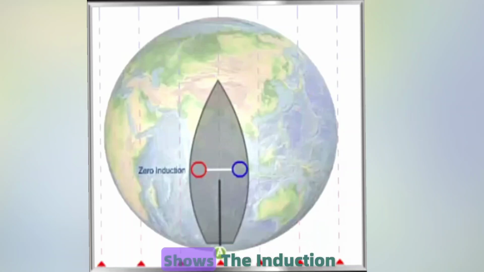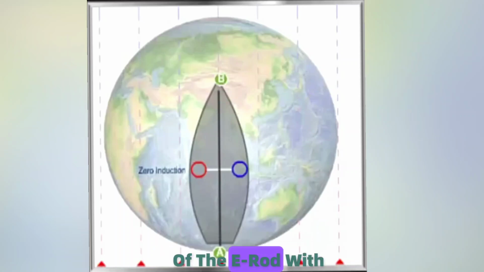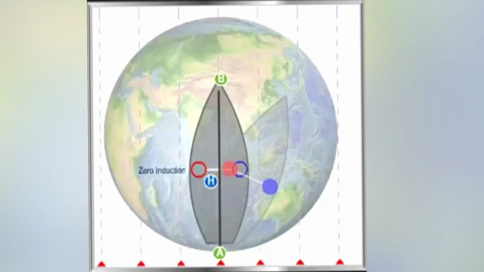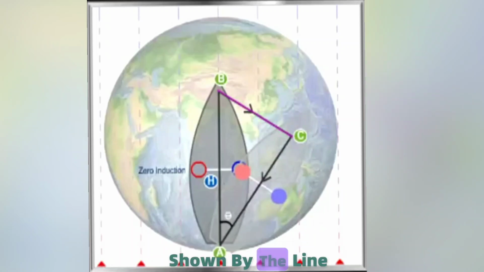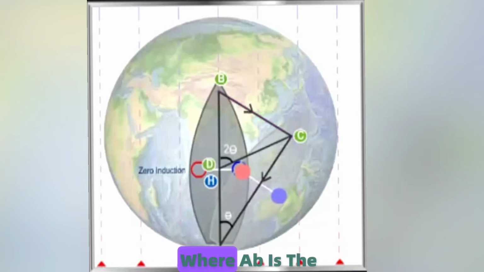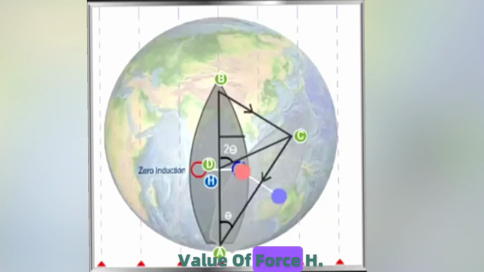This animation shows the induction of the E-rod with change in heading. When the vessel is heading north magnetic, the E-rod is not induced. However, when the vessel changes heading, the induction on the E-rod increases. This increase is shown by the line BC and is equal to AB sine theta, where AB is the value of force H.